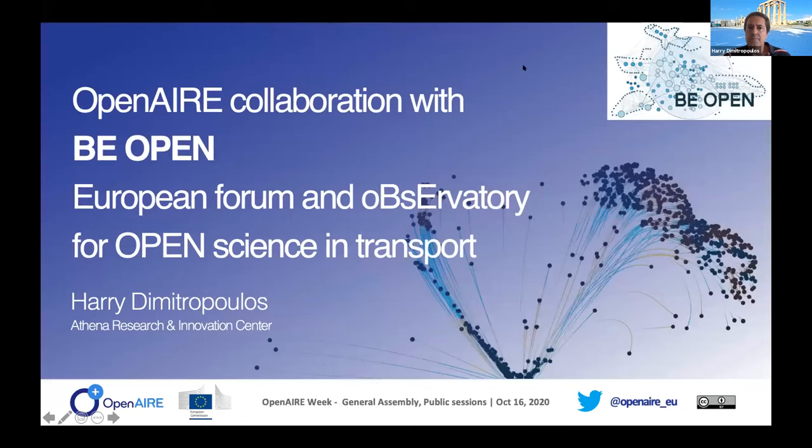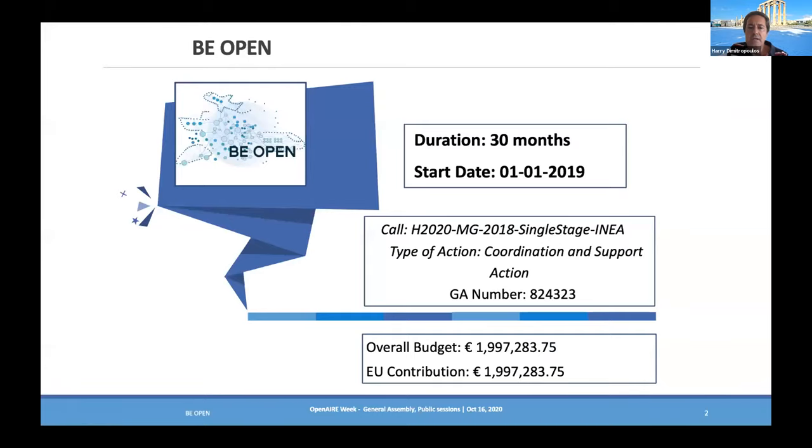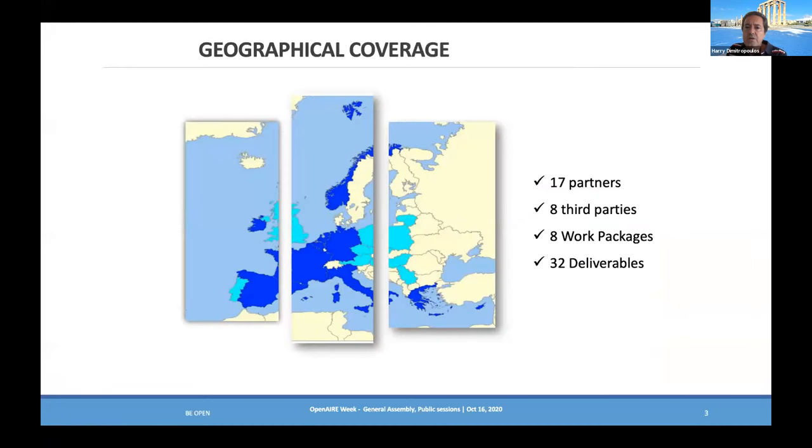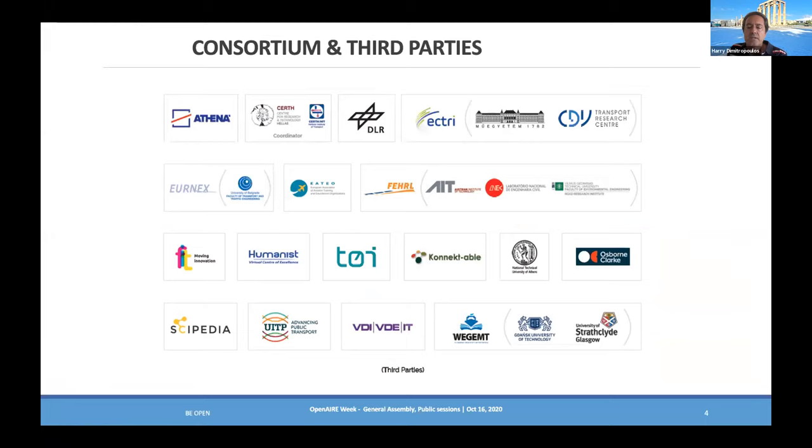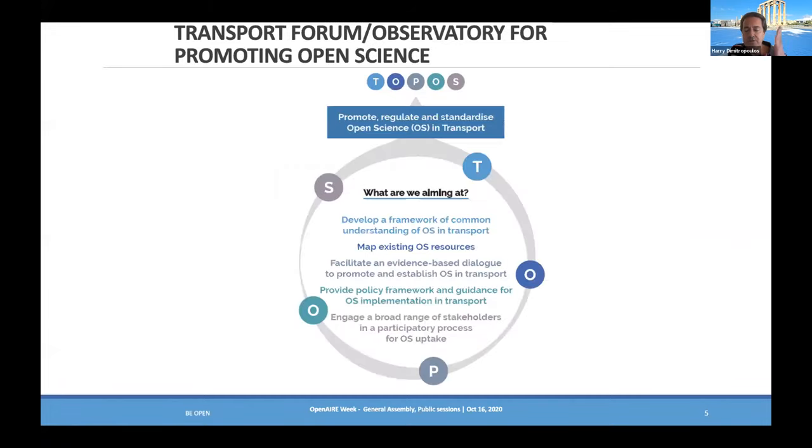Presenter mode. Okay, right. So OpenAIRE is collaborating with BeOpen, which is the European Forum and Observatory for Open Science in Transport. It's a 30-month project that started in 2019, Horizon 2020, with a budget of under 2 million. It has 17 partners, which are key players in different transport modes, and in open access and open science.